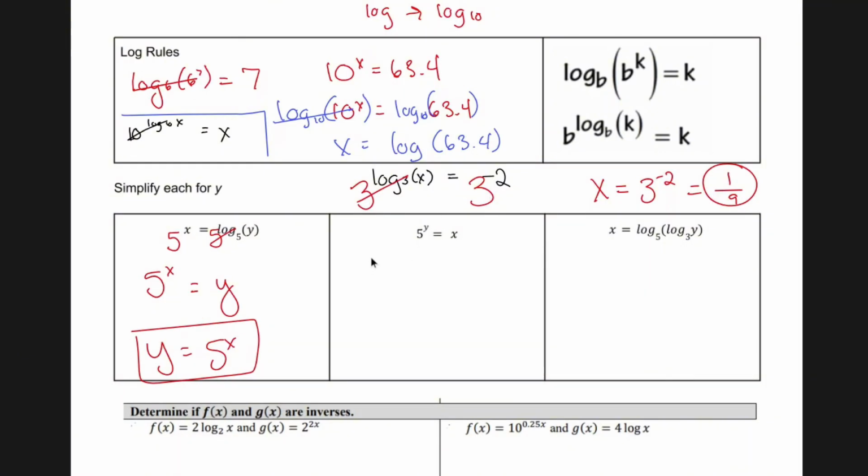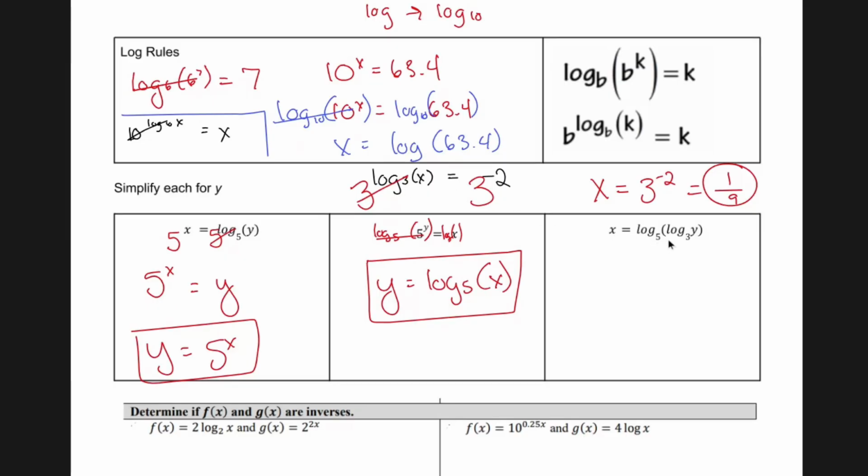5 to the y equals x. Well, that is a base 5, so why don't we log base 5 both sides? The log base 5 of 5 cancels out, dropping down the y, and that equals log base 5 of x. This is gross.